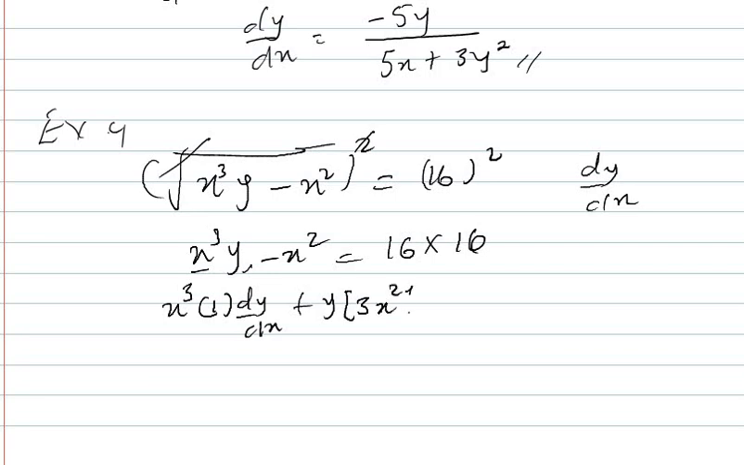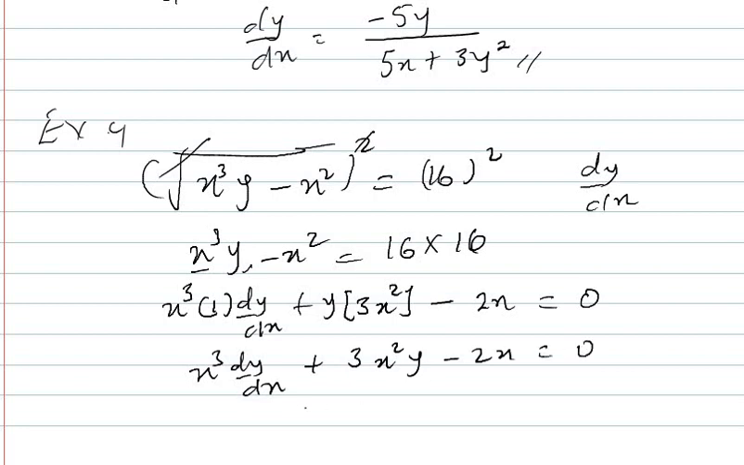The differential of x cubed is 3x squared. Since we are differentiating x, no need to add dy/dx. Then minus the derivative of x squared, which is 2x, and the derivative of the constant 16 is 0. From here we can make dy/dx the subject. We have x cubed dy/dx plus 3x squared multiplied by y minus 2x is equal to 0.